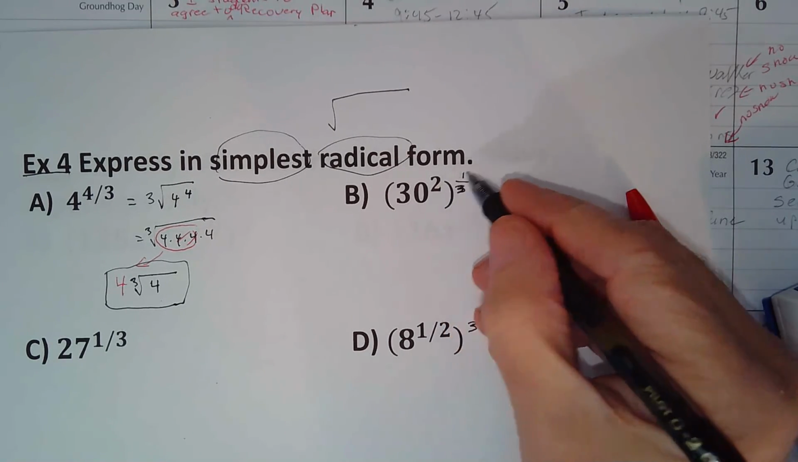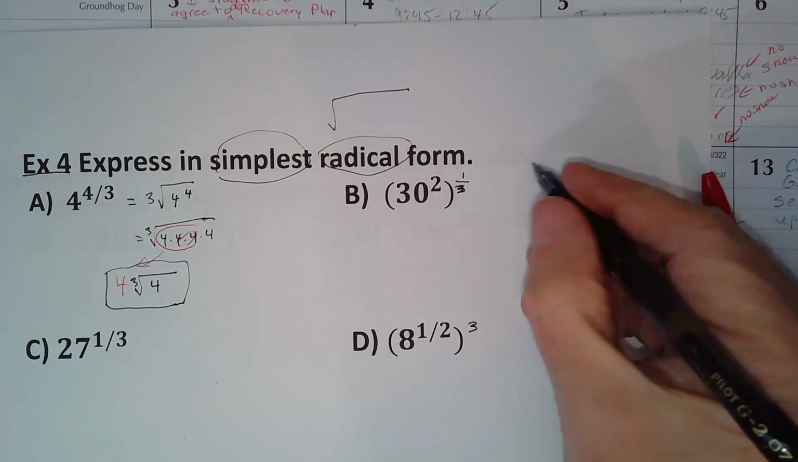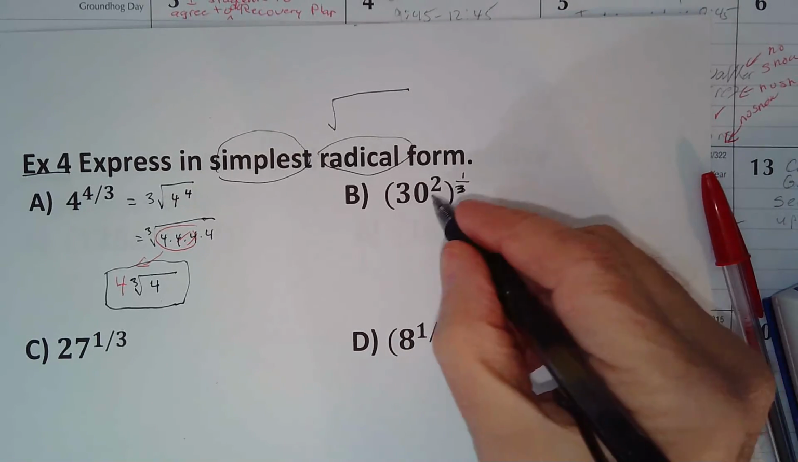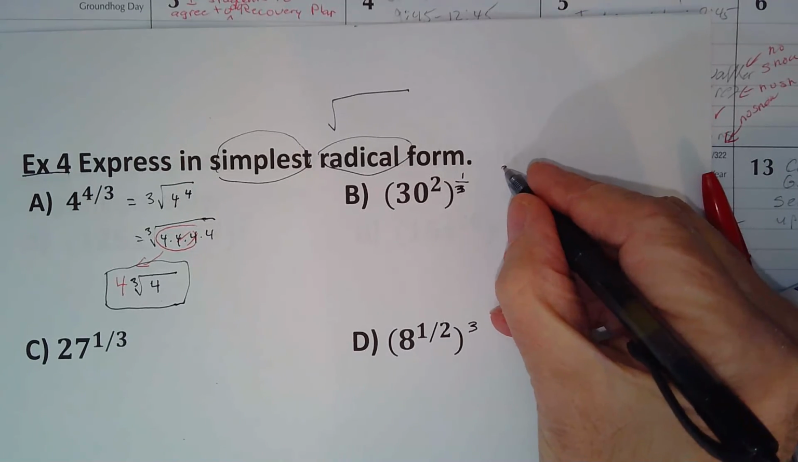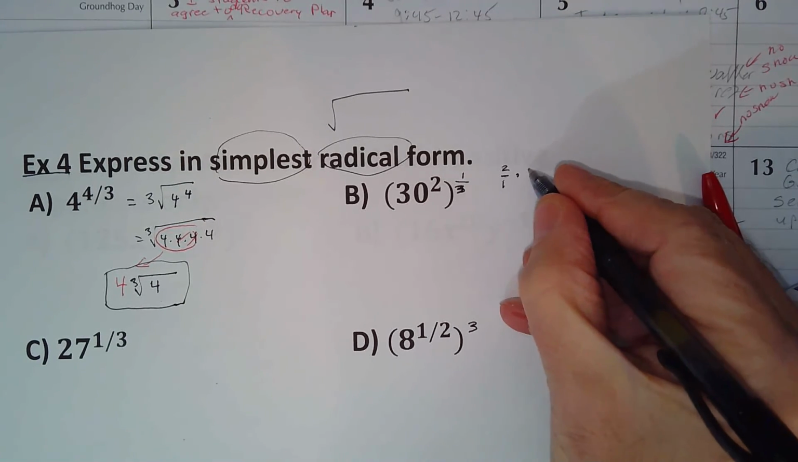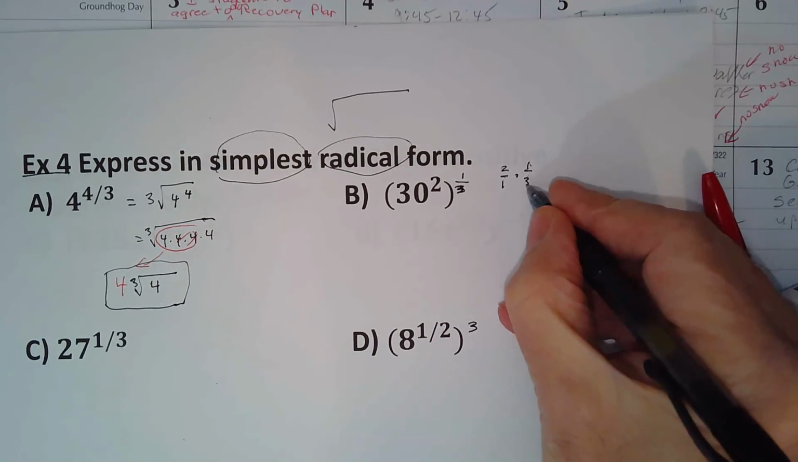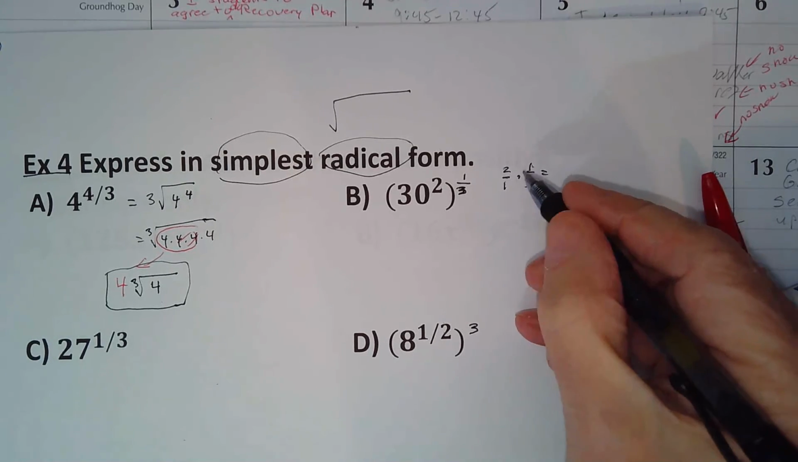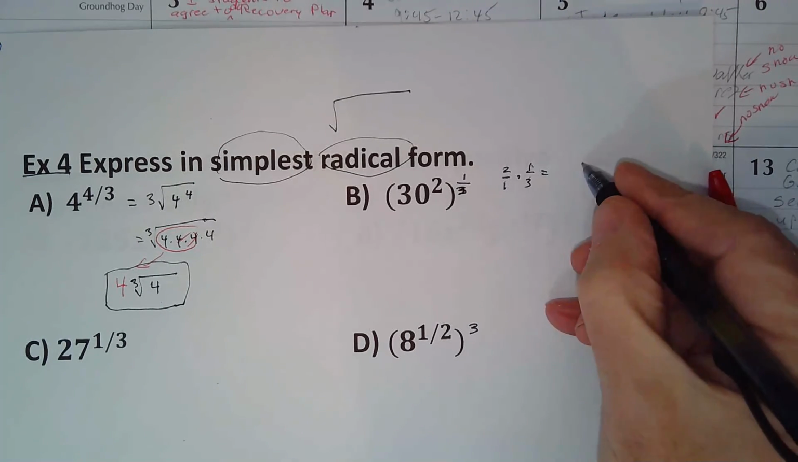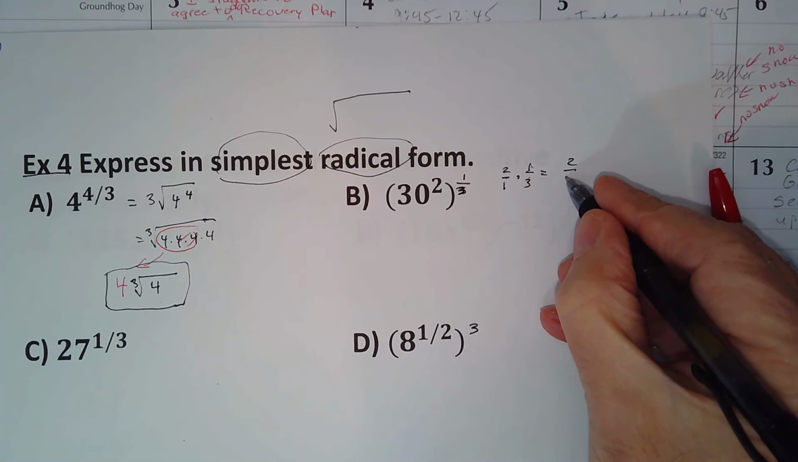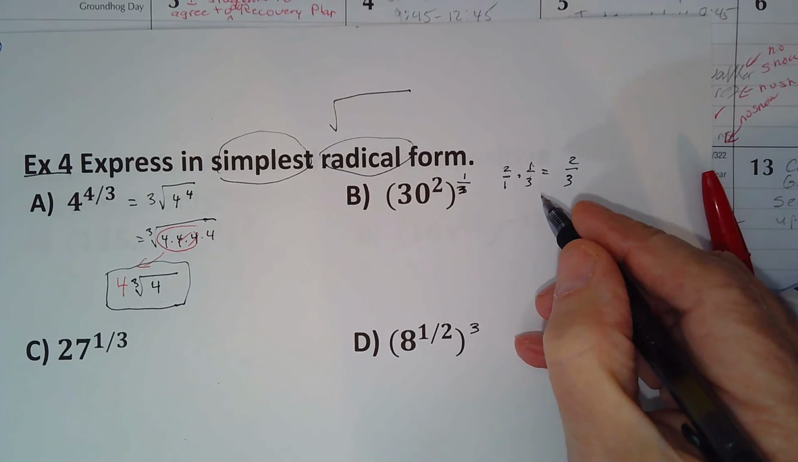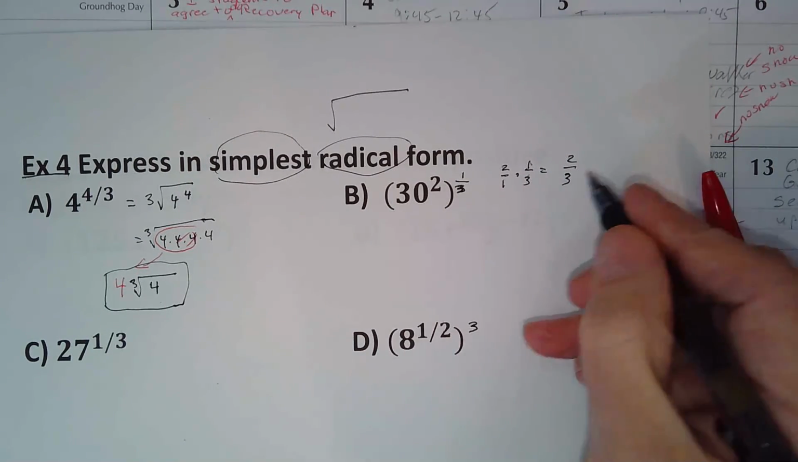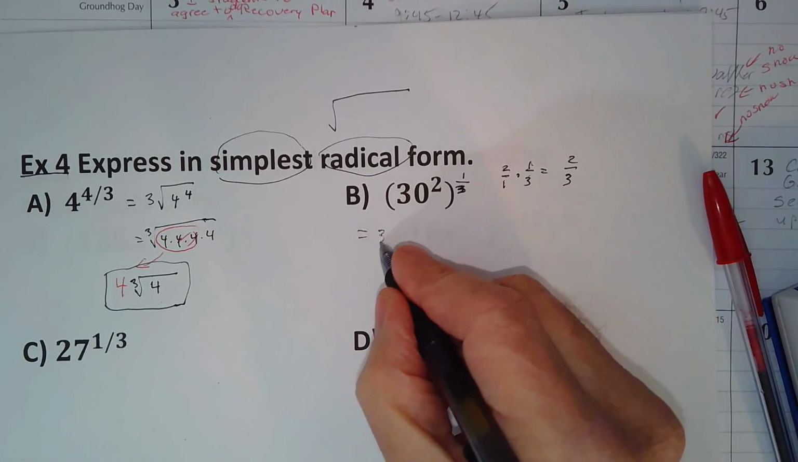This is 2. We got these messy parentheses around this. This is really 2 over 1 times 1 over 3. That's the easiest way to look at it. So when you do that, you just multiply across. 2 times 1 is 2. 3 times 1 is 3, right? So that's 30 to the 2/3.